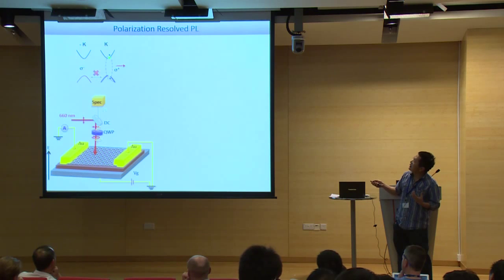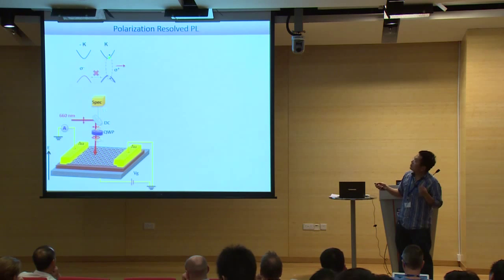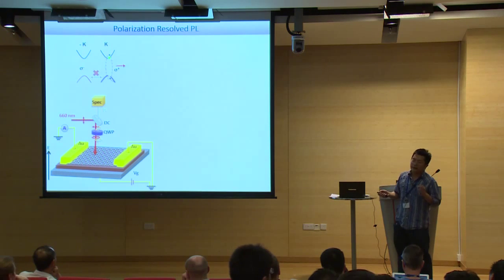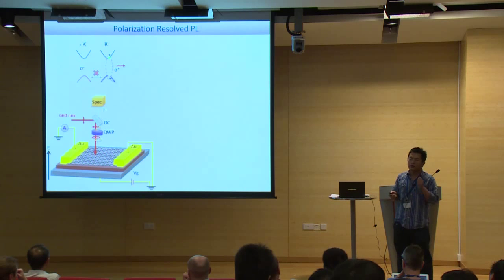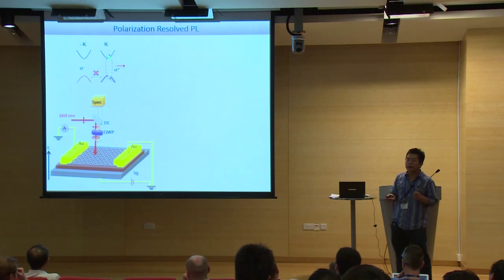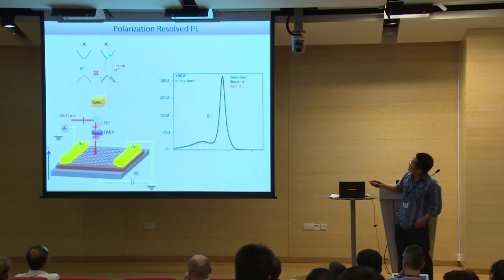Because intervalley scattering is strongly suppressed due to the momentum separation between these two valleys, it means in this whole process, the electron hole are going to stay in this plus K valley. So when they emit light, the polarization of the light will be similar to the incoming light. It means it will also be sigma plus polarized. So experimentally, what we do is polarization resolved PL. It means we look at the polarization component of the PL, and then we can tell what's the polarization of the emitted photons.